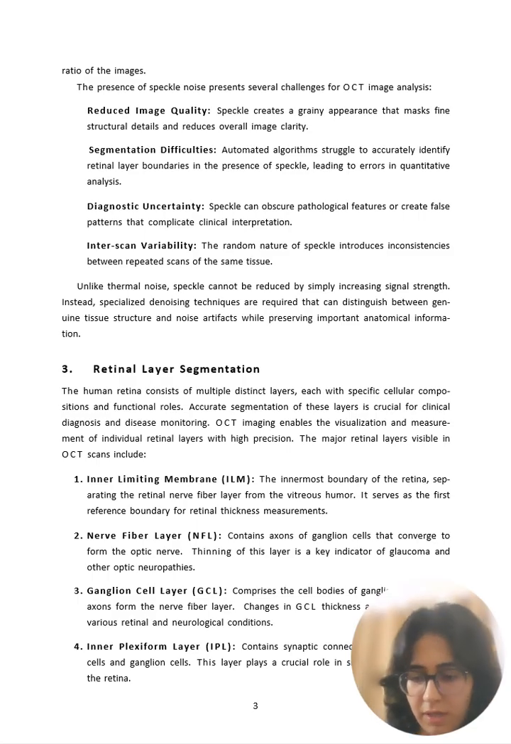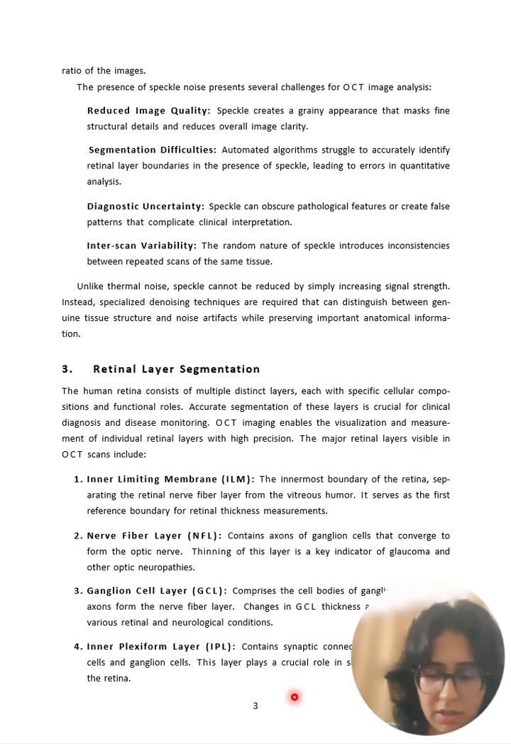Then comes the nerve fiber layer. It contains the first part of the neuron, that is the axon part, if the neuron is like this, then it contains the head part of the neuron, which is the axon. If this layer becomes thin, it is an indicator of glaucoma and other optic neuropathies. Then the ganglion cell layer comprises the cell bodies of the nerve cells, and changes in thickness in this layer are associated with retinal and neurological conditions.